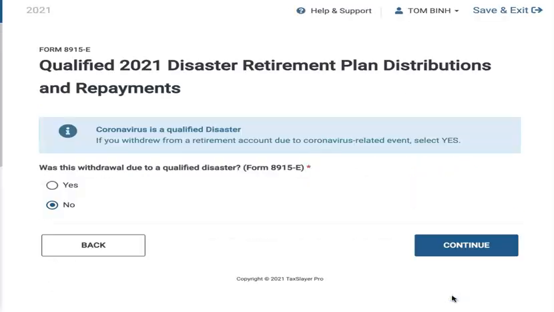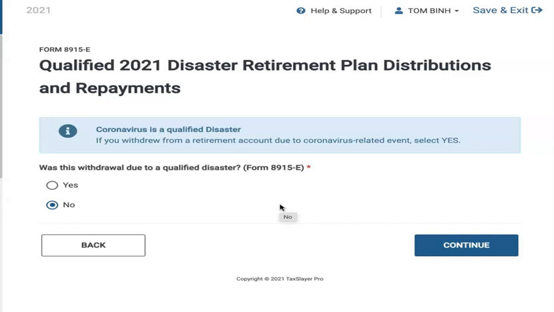You click on Continue. You get this page. If you see the form, it's 8915E. That's actually last year's form. The form for 2021 is the 8915F. That form is in draft at this point, and TaxSlayer has not implemented it as of today, December 23rd. So the answer here is no, there isn't a qualified disaster that allows the taxpayer to spread the distribution across multiple years, 3 years.